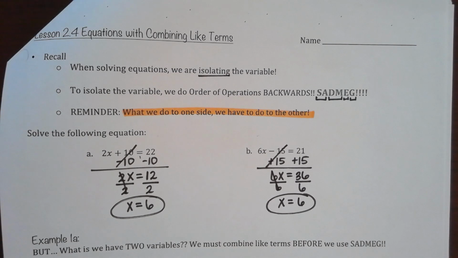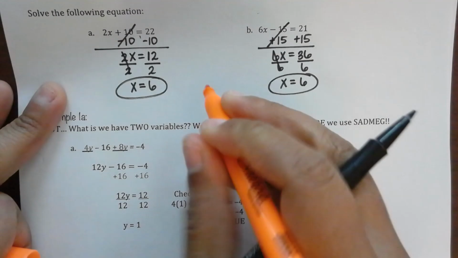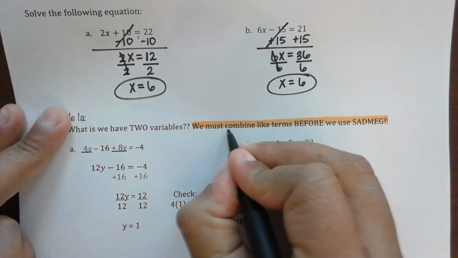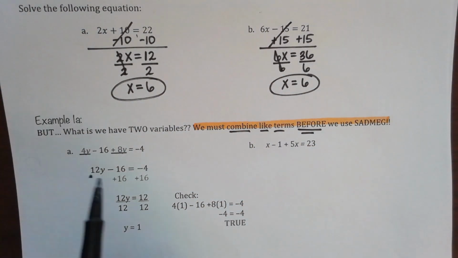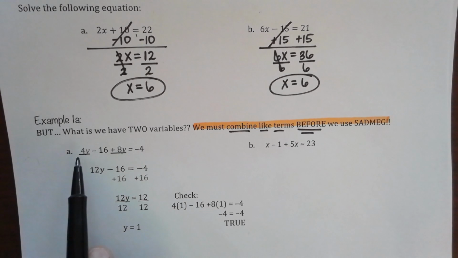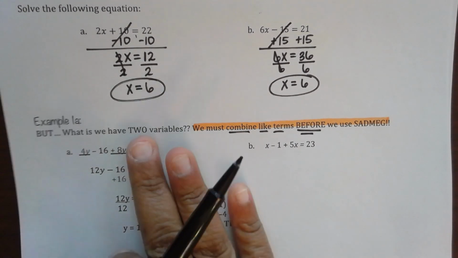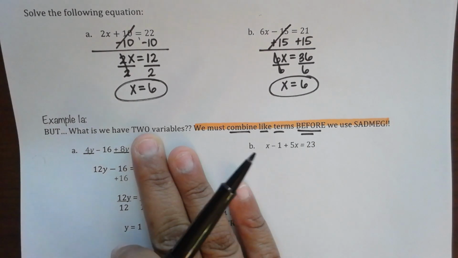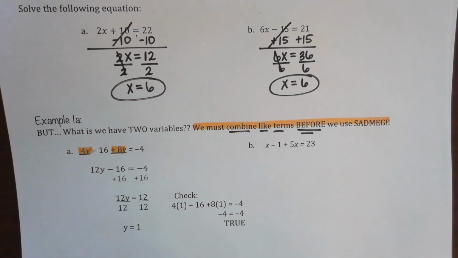So if I'm looking at example 1A, it says, but what if we have 2 variables? We must combine like terms before we do anything pertaining to the opposite of the order of operations. We have to combine like terms beforehand. So if I'm looking at letter A, this one's worked out prior to us. We have 4y minus 16 plus 8y equals negative 4. So looking on that side, do I have any like terms? What are my like terms? 4y and 8y. I'm going to highlight mine for extra, but they underlined it for those who don't have highlighters.